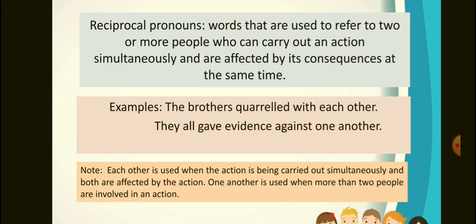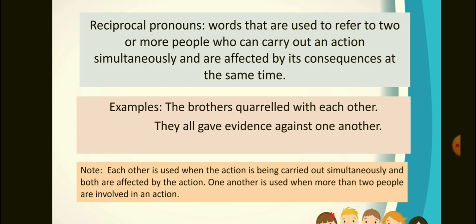Now let's see what are reciprocal pronouns. Reciprocal pronouns are words that are used to refer to two or more people who carry out an action simultaneously and are affected by its consequences at the same time. For examples, the brothers quarreled with each other. They all gave evidence against one another.